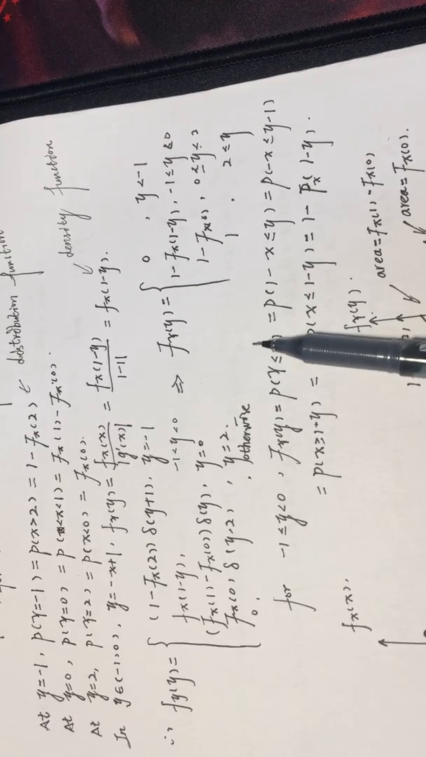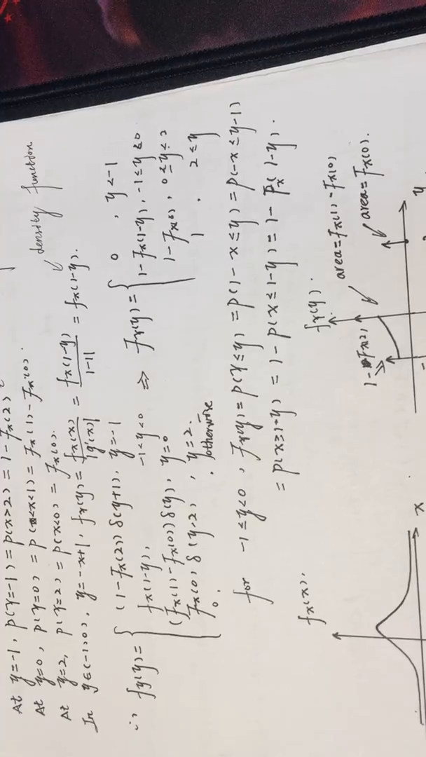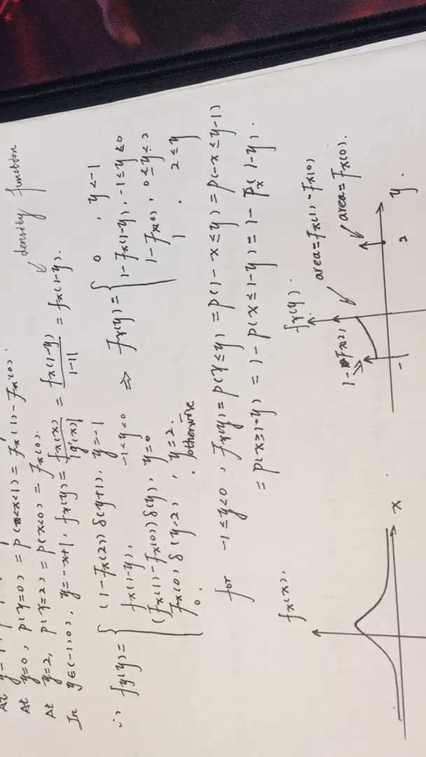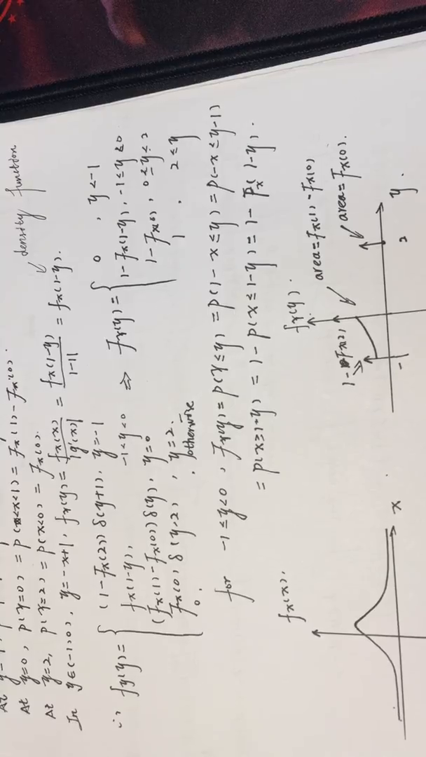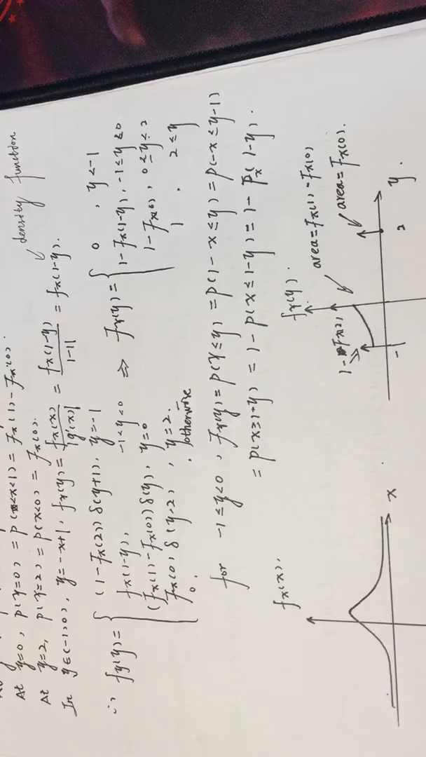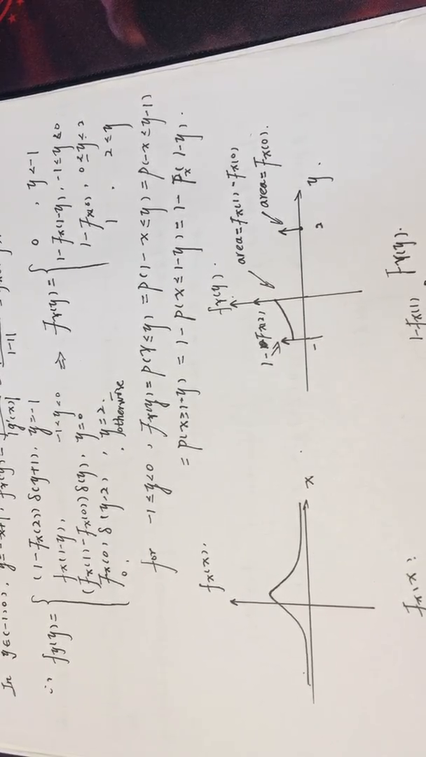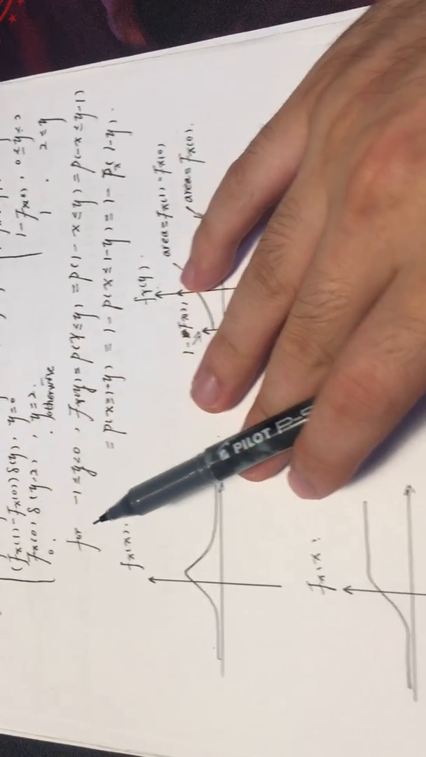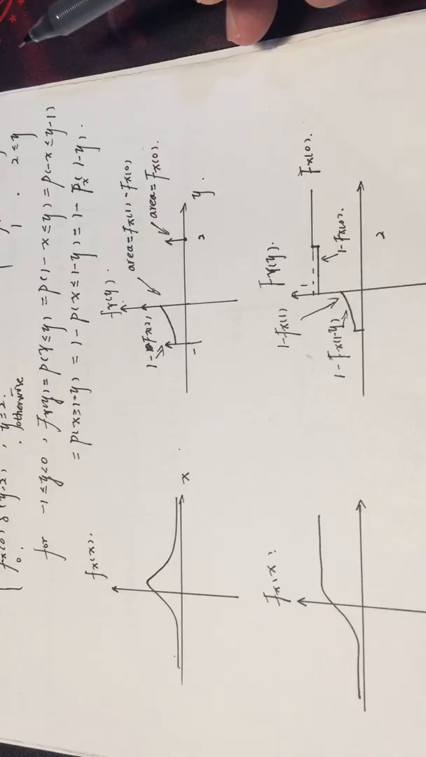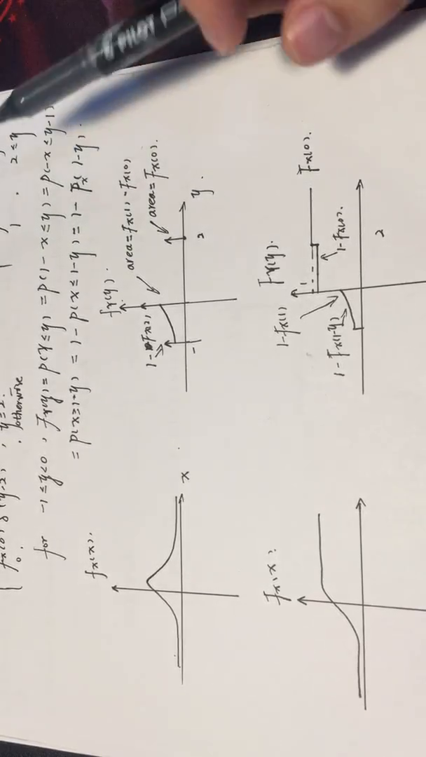Another requirement for us is to draw the diagram of the density function of fy and the distribution function of fy. The question is giving us that if the density function of fx is like that, we can easily draw that the distribution function of fx is like this. So based on these two diagrams, we can draw what we want.